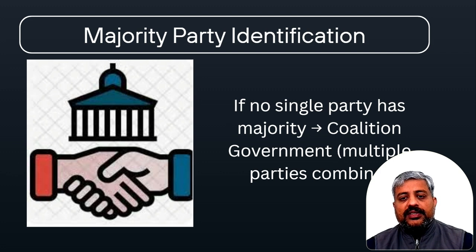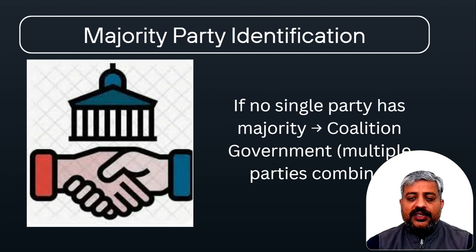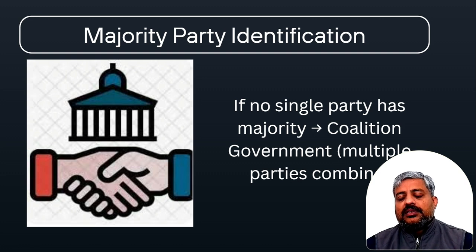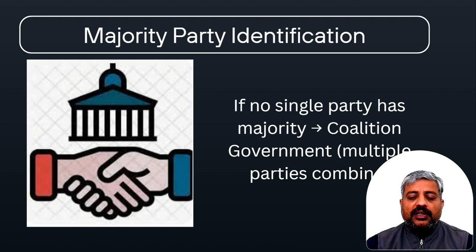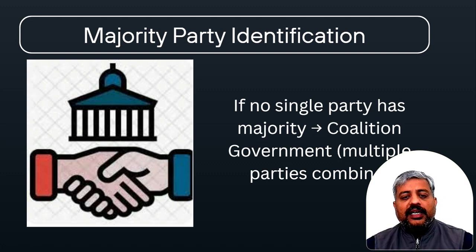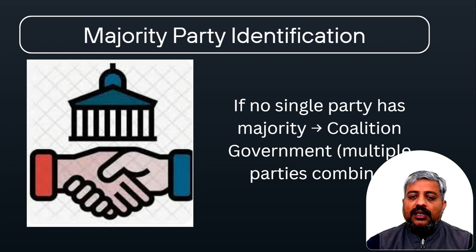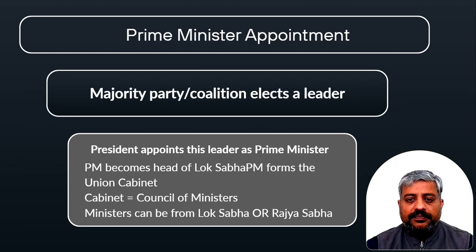Okay, now what happens if no party gets a majority? Well, in this case, they shake hands with each other and form a coalition government. So this is something like they get the majority by saying let's get together and form the government, and this is called a coalition government.